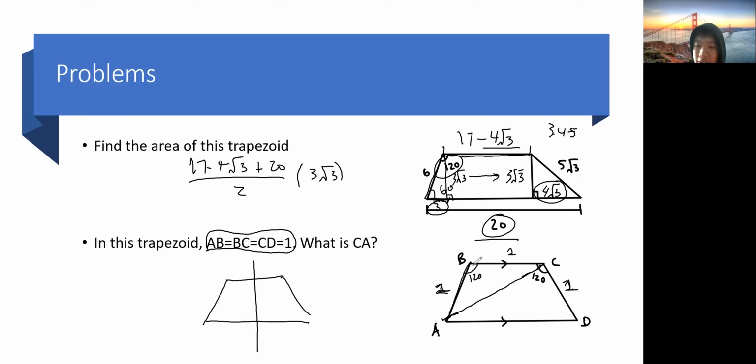Now I've got this triangle here. It's an isosceles triangle with CA as the base, with sides of 1 separated by 120 degrees. So what we can do now is drop a perpendicular line here to separate this 120 degrees into 60 and 60. 30, 60, 90 right triangles, right? So this is going to be 1/2. This side is going to be root 3 over 2. This is going to be root 3 over 2. So CA is those two things added together. We will have just root 3, and that will be the answer.